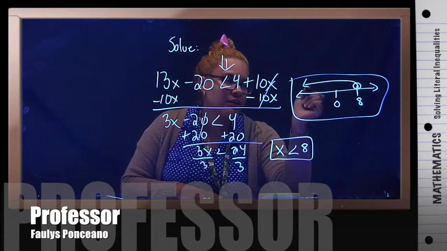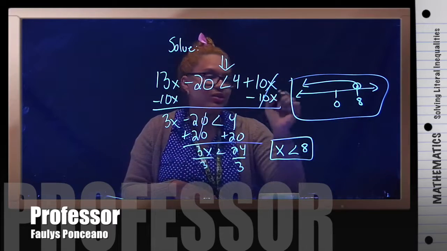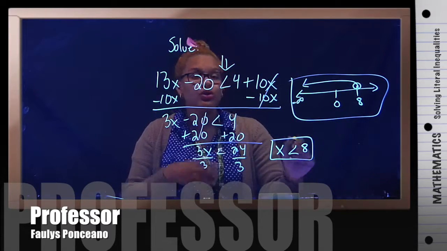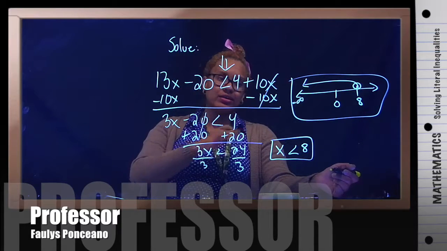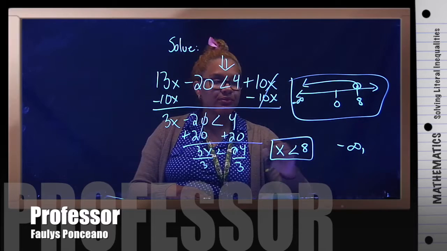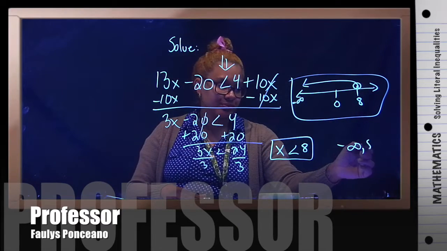Now, let's look at it. This arrow is going towards the negative sign. It's going all the way to negative infinity, right? So you always start left to right. So I'm going to write my negative infinity, comma. Where does it stop? At 8.